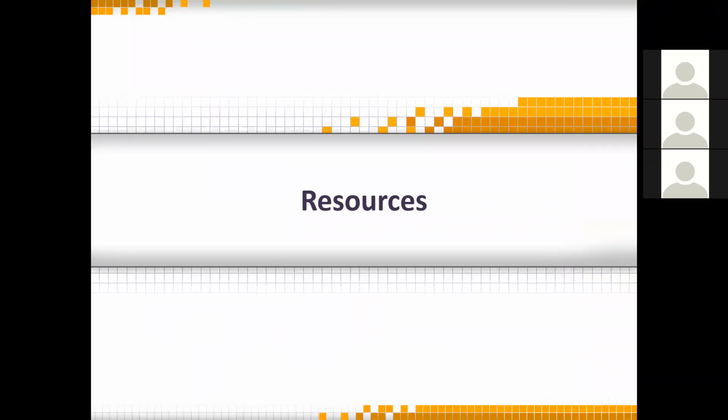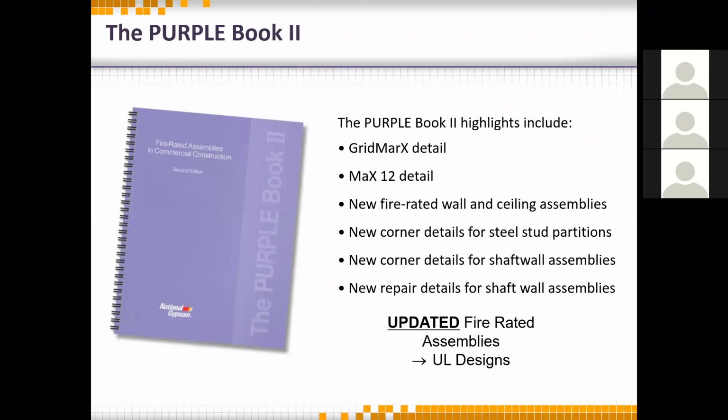Well, the most important thing that we'd like to mention to you are resources. So if you go to our National Gypsum website in the Design Center, which I'll show you in just a minute, you can download one of the two books that I'm getting ready to show you. The first one is the purple book that has a lot of the UL designs that our construction technical department deals with every day. This is the second volume, so it's got new systems in there, wall and ceilings, details for steel stud partitions, shaft wall assemblies, even repair details.